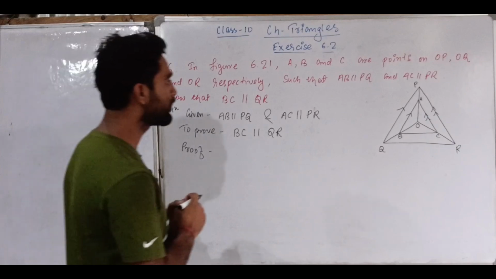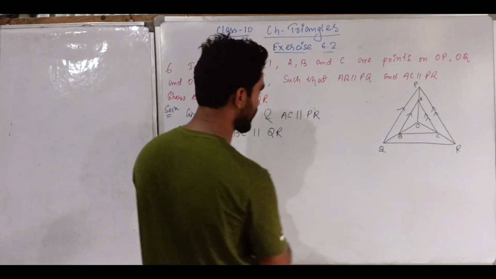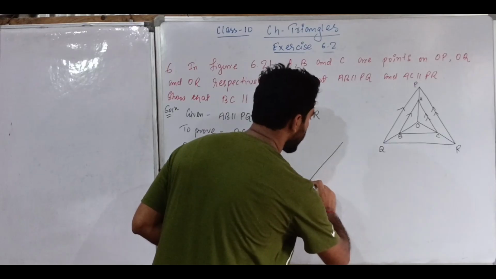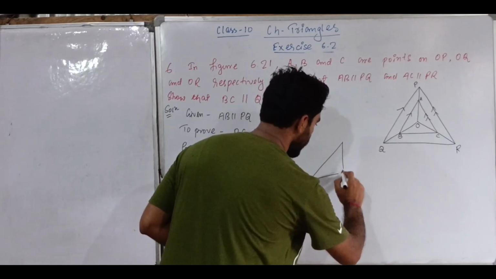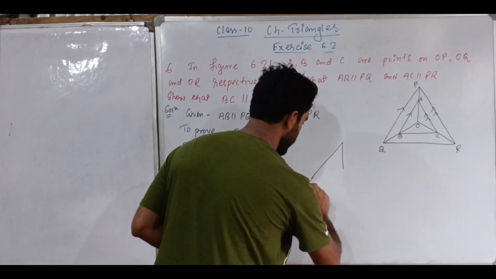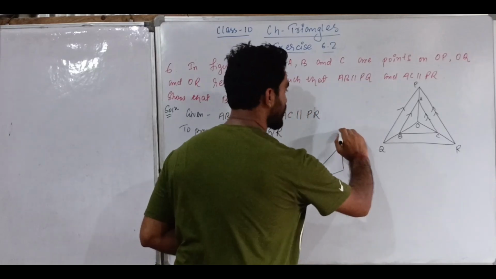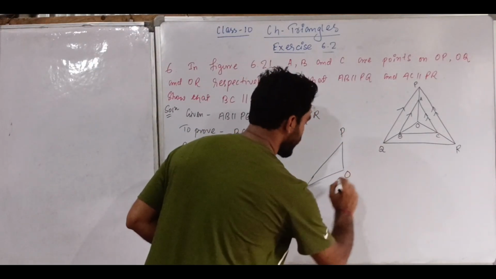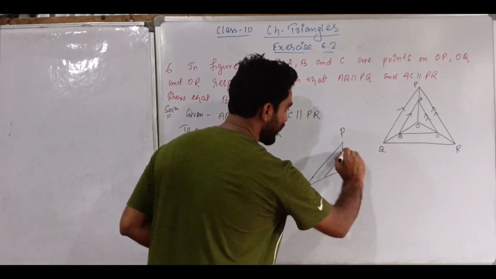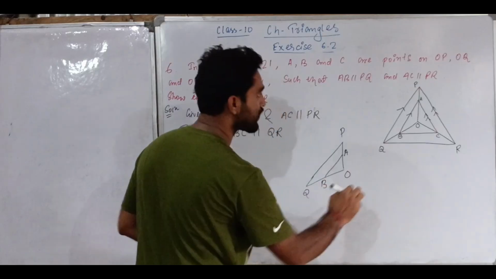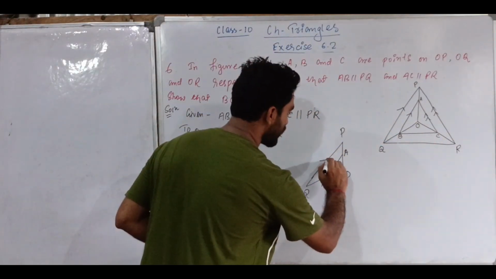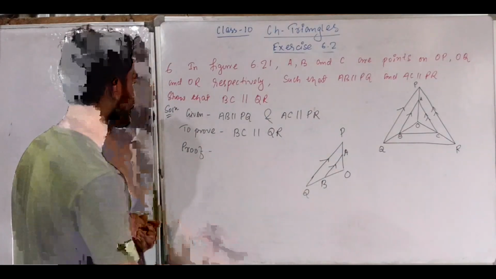Okay, so how can you prove it? We will first consider triangle POQ, like this one triangle is there. In this triangle, this is the line AB. So we have considered this triangle POQ. This AB is parallel to PQ. This information is given.